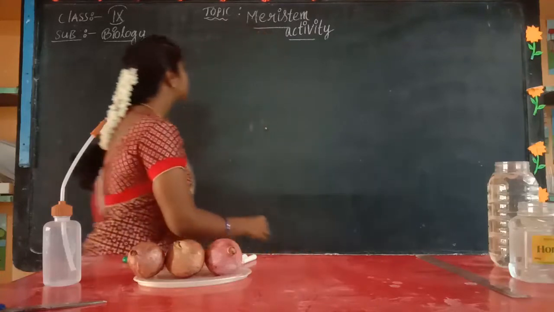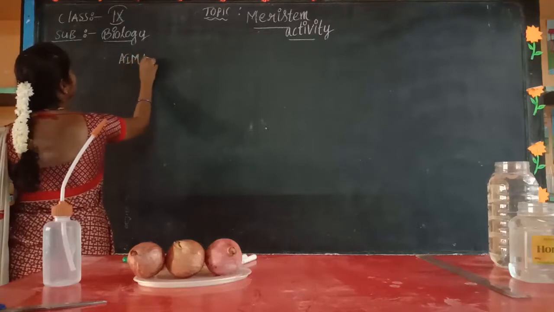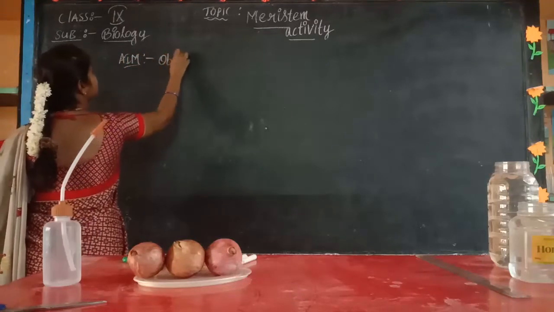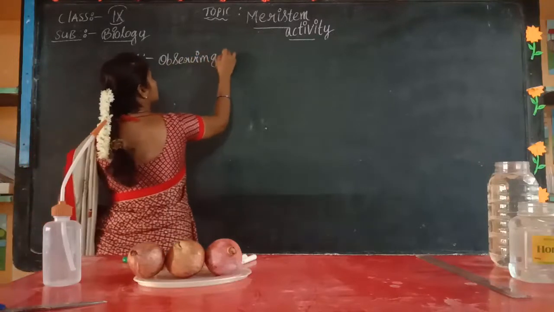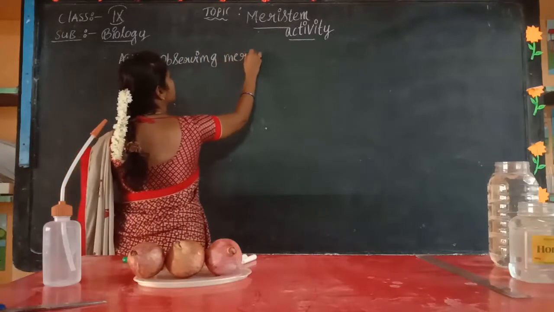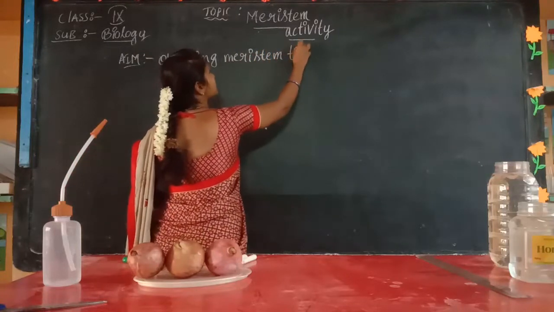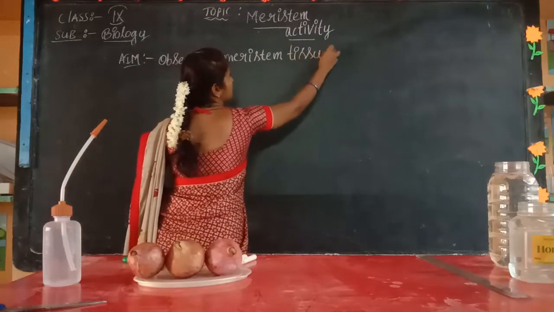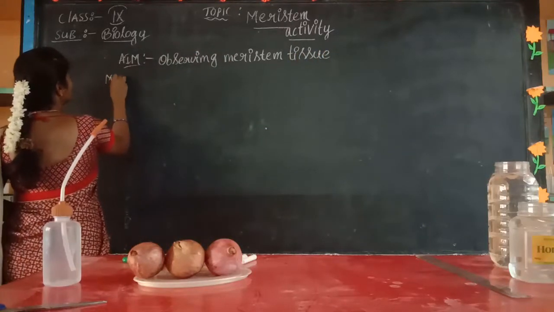The aim: observing the meristem tissue. And what are the materials you need to perform the activity?